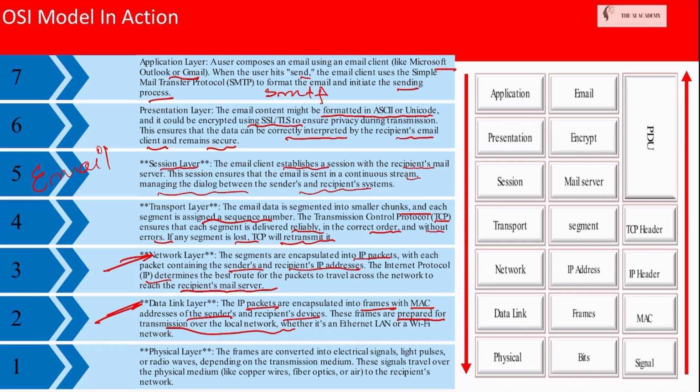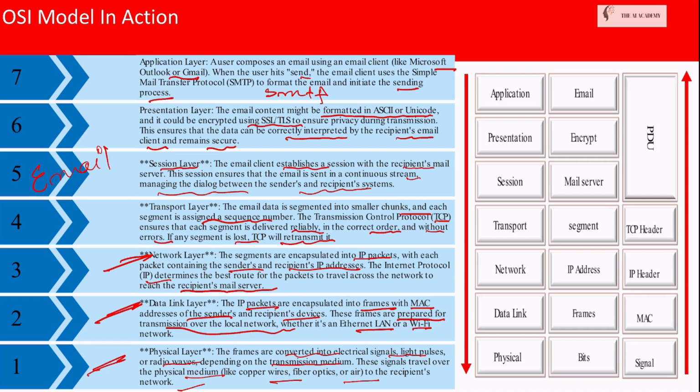a Wi-Fi network. And finally, the frames are converted into electrical signals, light pulses, or radio waves, depending on the transmission medium. These signals travel over the physical medium like copper wires, fiber optics, or air to the recipient's network at the physical layer. As the email data travels through each layer, it is encapsulated with the necessary headers and trailers to ensure proper handling and delivery.